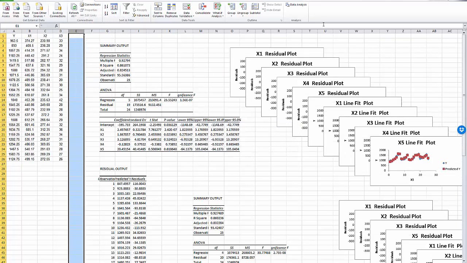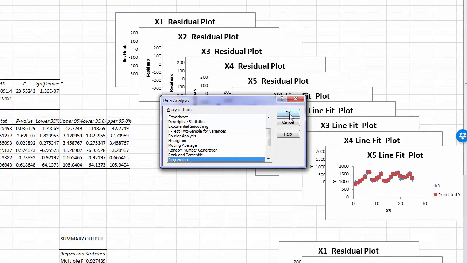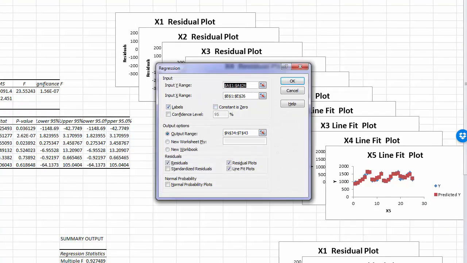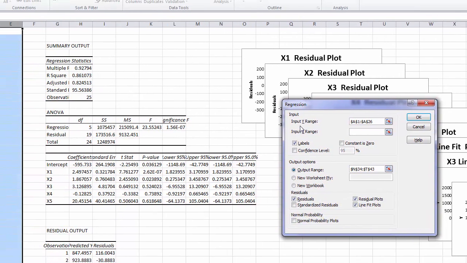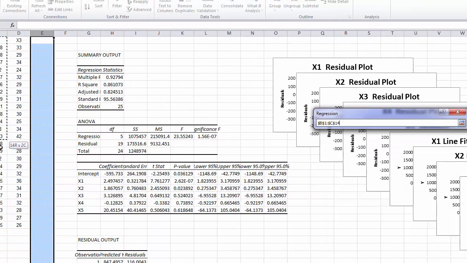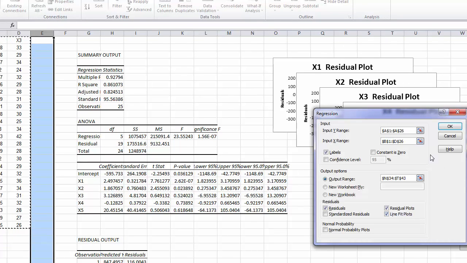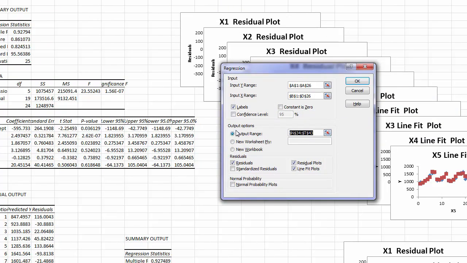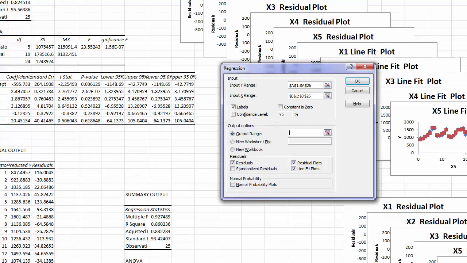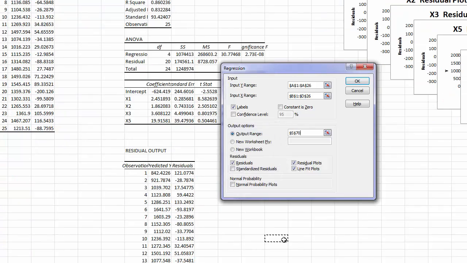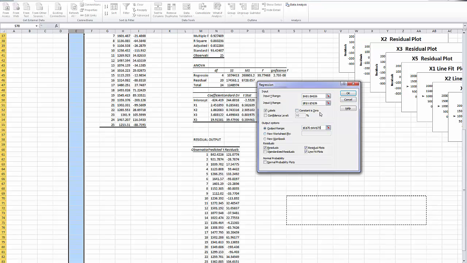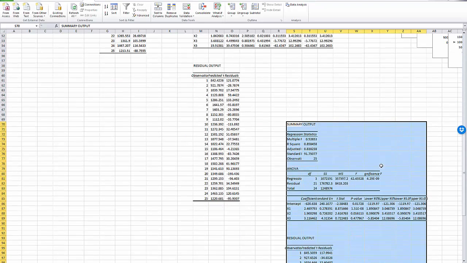I run the data analysis regression again. I regress the same y, but this time I will regress only on x1, x2, and x3. Here we go. My output again, I have to assign it to a space on the sheet that will not cover any of my previous results. So I will put it here. And there I go. And I run it again.